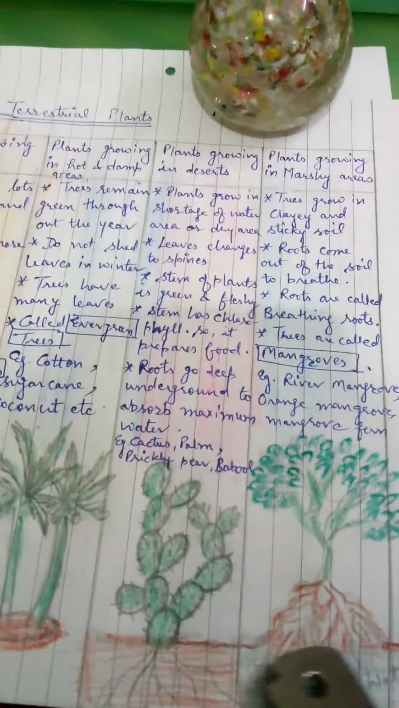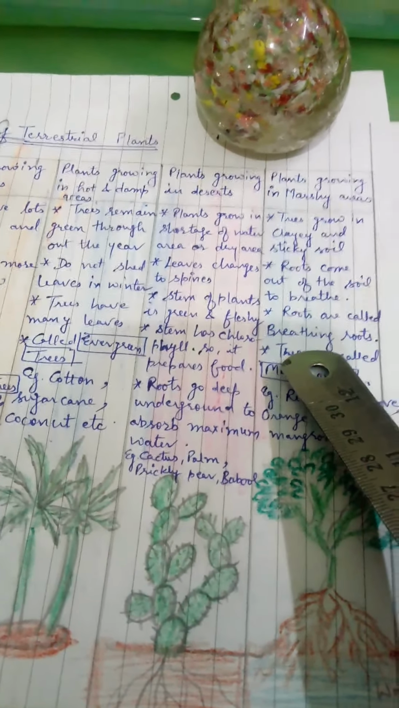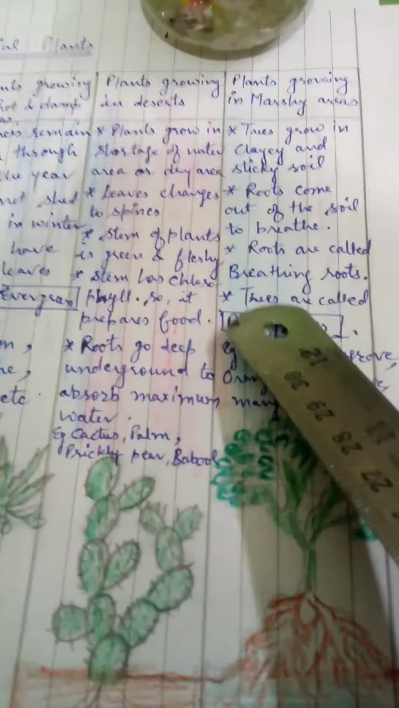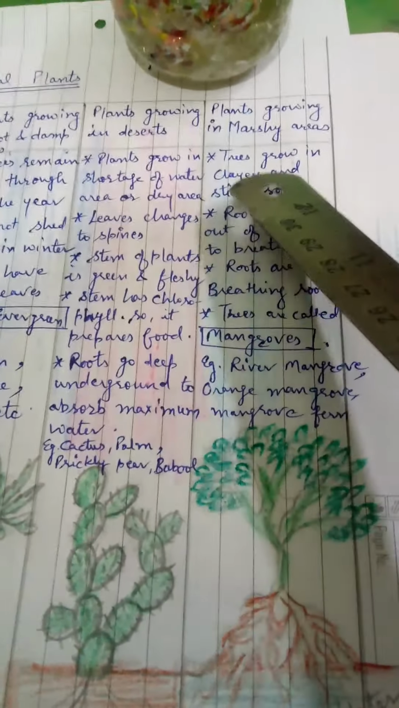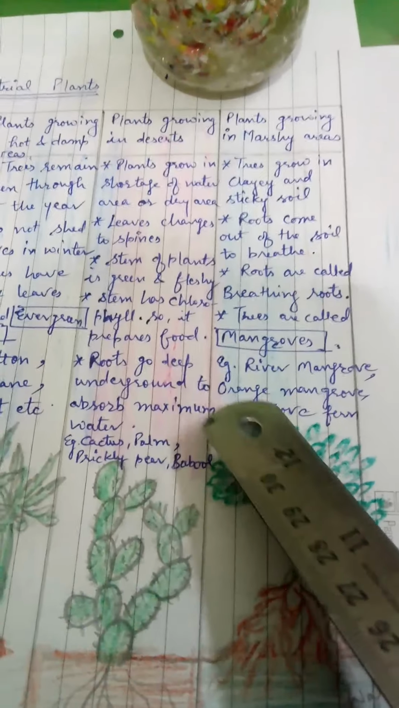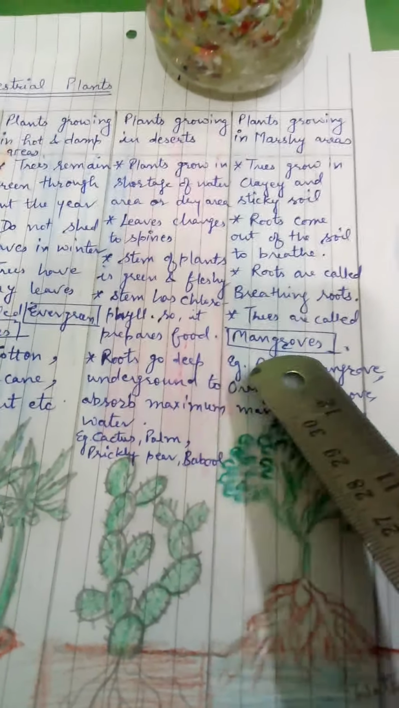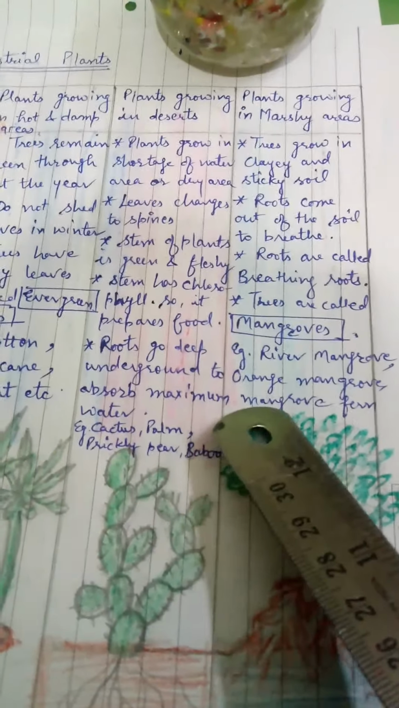That's why these roots are called breathing roots, right? And the trees are called mangroves. The trees that grow in marshy areas are called mangroves. Examples of these mangroves are river mangroves, orange mangroves, and mangrove fern.